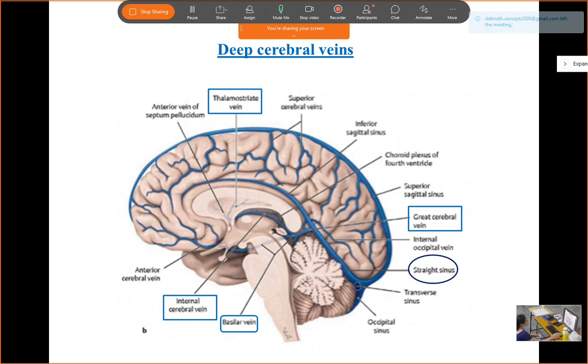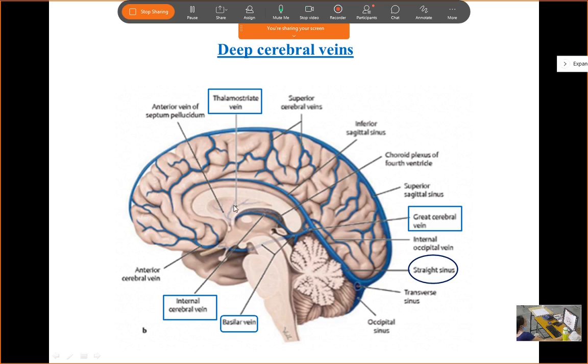Now come to the deep cerebral veins. There are many deep cerebral veins. One is the thalamostriate vein, another is the internal cerebral vein, then the great cerebral vein, then the basal vein, and also the deep middle cerebral vein. So these are the deep veins. Now the thalamostriate vein, its name suggests that it is draining the thalamus as well as the basal ganglia. The striate area is also known as the basal ganglia. So there are various deep nuclei present in the white substance. These nuclei are known as the basal nuclei. So from there the thalamostriate veins will come and it will also drain the septal area.